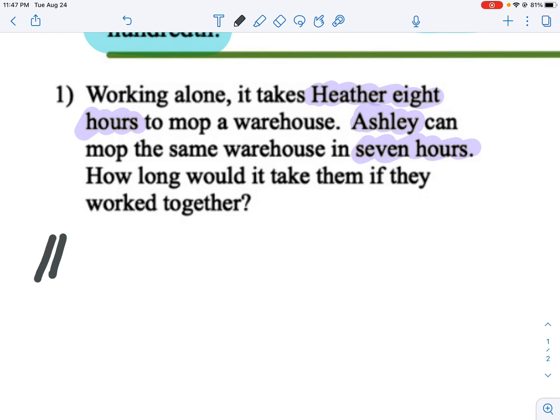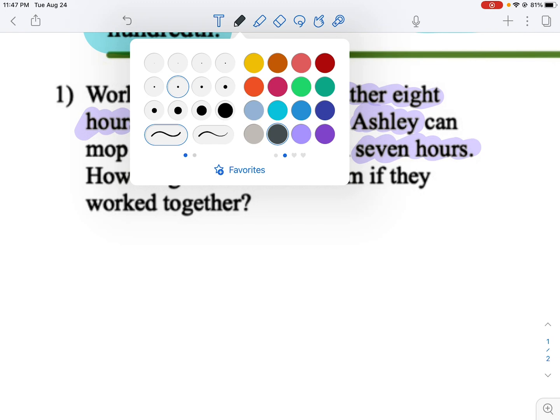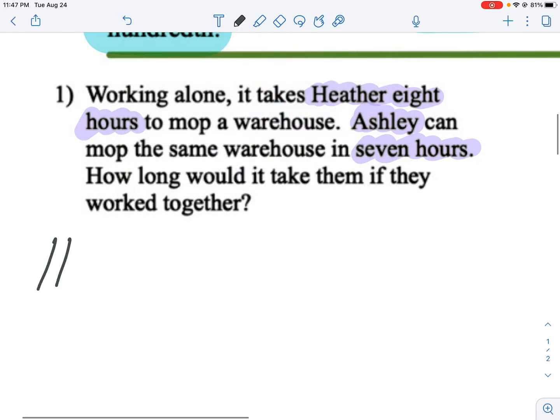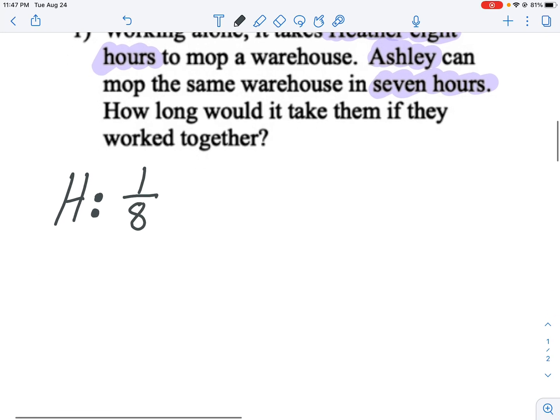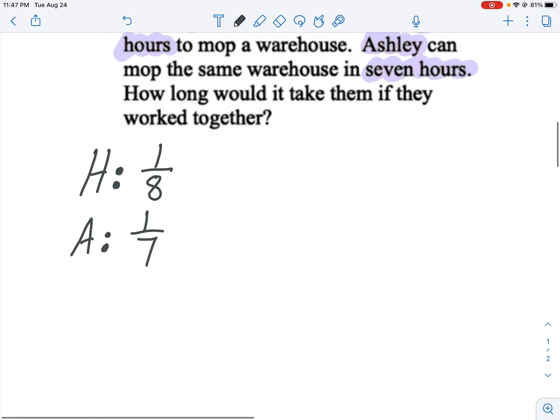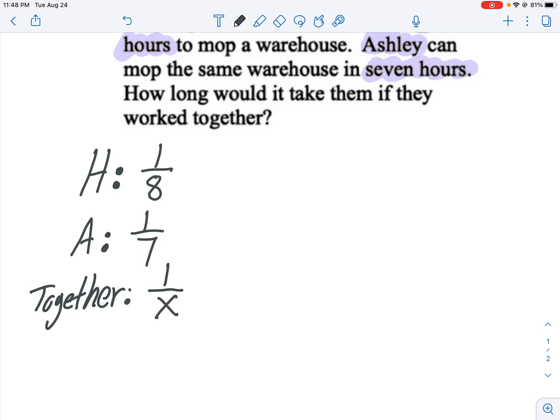So Heather, first of all, let me change this pen here. We go here. So Heather, it takes her 8 hours to do one job. Ashley, it takes her 7 hours to do one job. Now, together, how long does one job take? We don't know. So that's the variable.